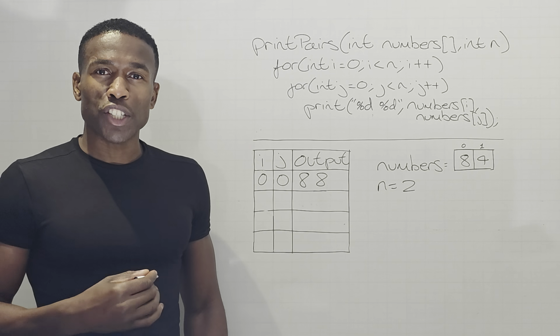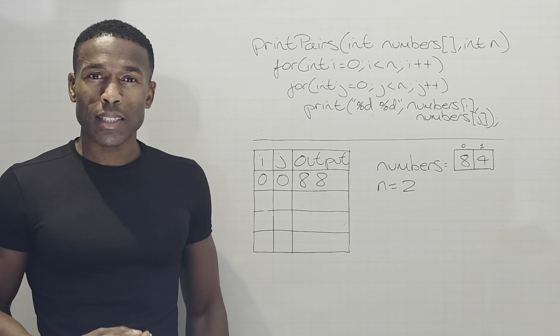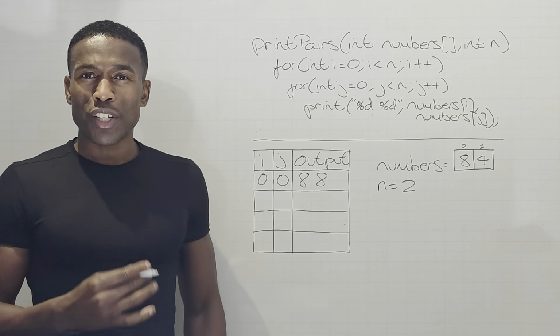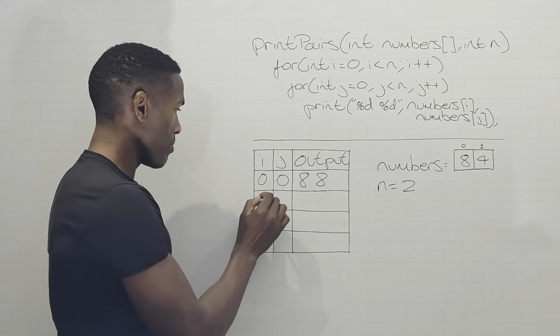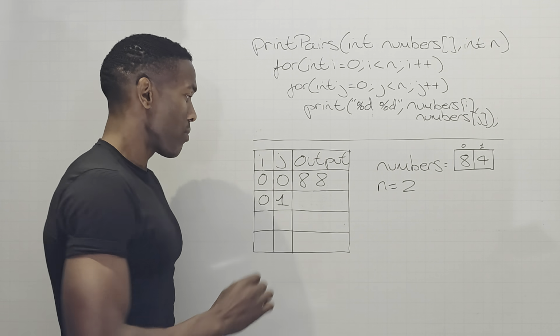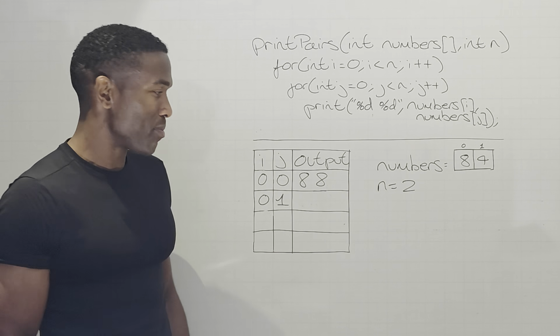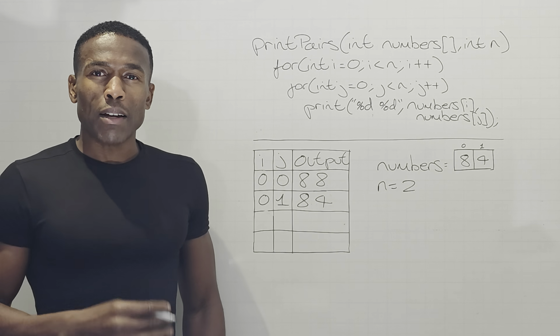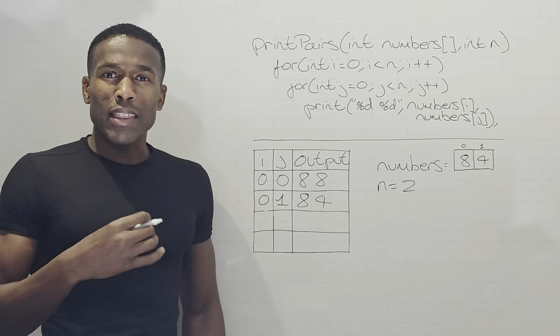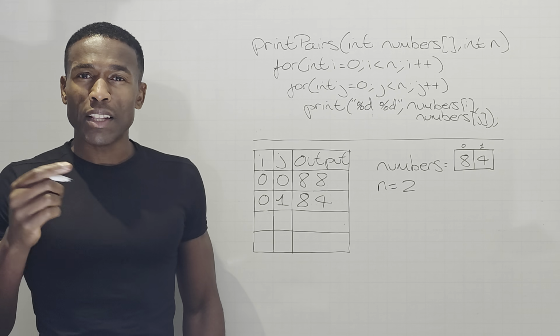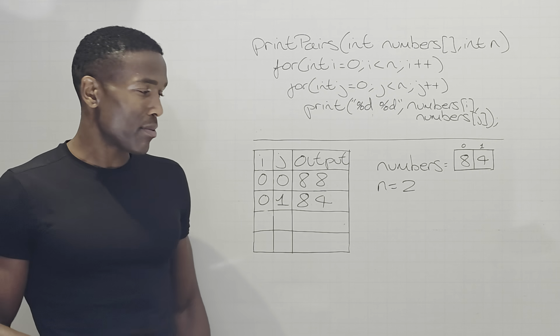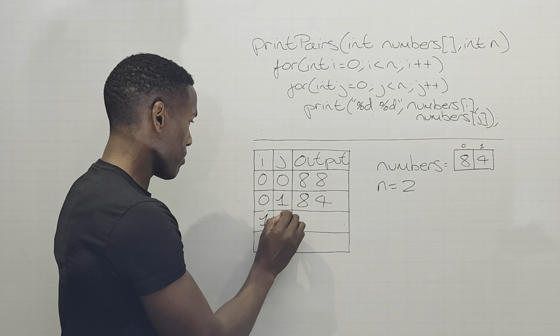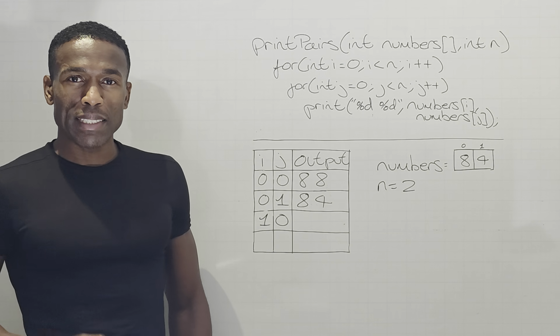Now, we increment j, however i stays where it is, as we only increment i once j is past the end of the array. And we can print out the values again. Now, j's reached the end of the array, therefore we can increment i, and then j will start at the beginning of the array again. And we can print out the values.